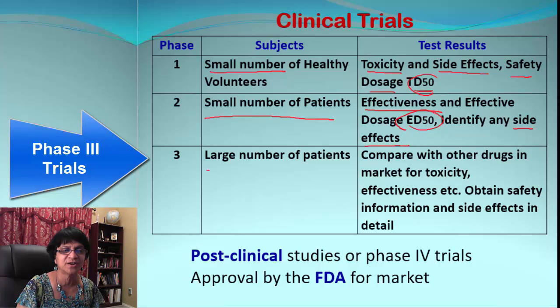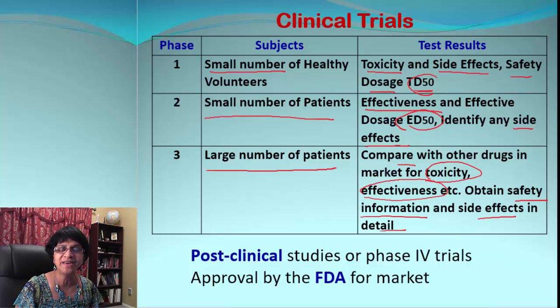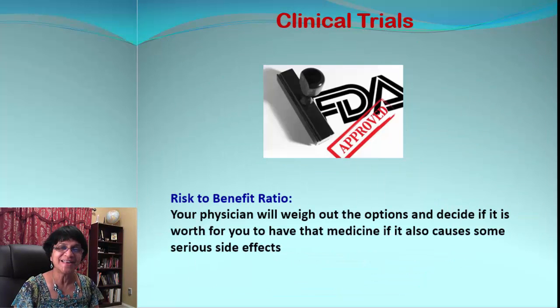Phase 3 needs to be conducted with a large number of patients, and test results must be focused mostly on comparing the drug with the others which are in market for toxicity, effectiveness, etc. And also we need to make sure we obtain all the safety information and side effects in detail, because this is the trial which will mainly decide if the compound which you made or isolated is going to move on as a pharmaceutical drug. Now remember, there are also some post-clinical studies, or what we call phase 4 trials. And if everything looks good and satisfactory, the drug gets approved by FDA and it is available for sale in market. So I guess we just found out the entire process by which a new pharmaceutical drug can be brought into market.